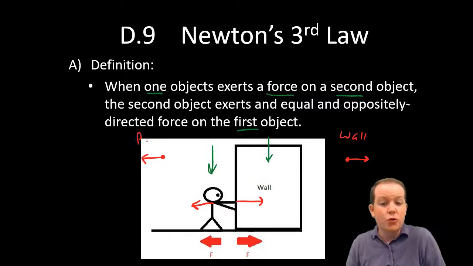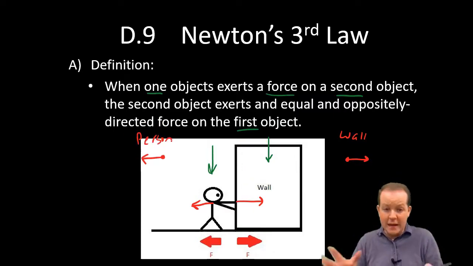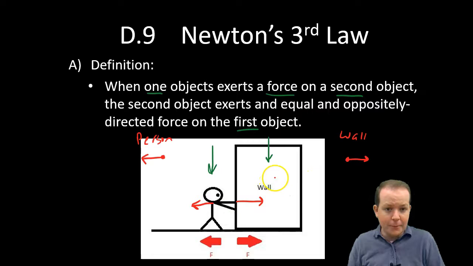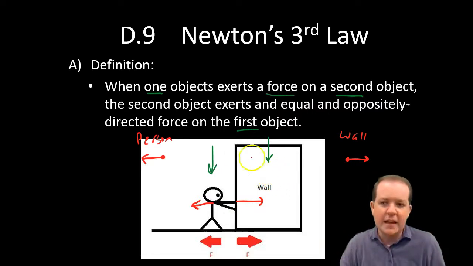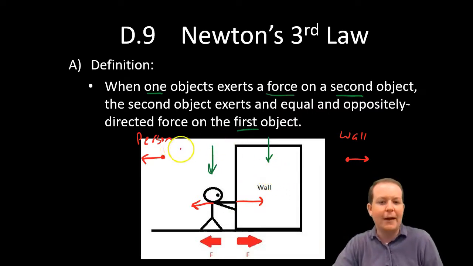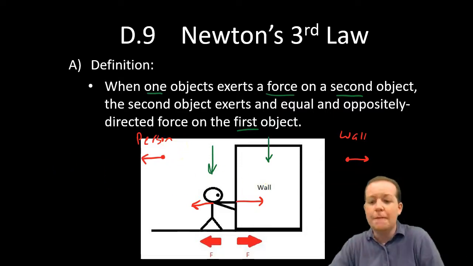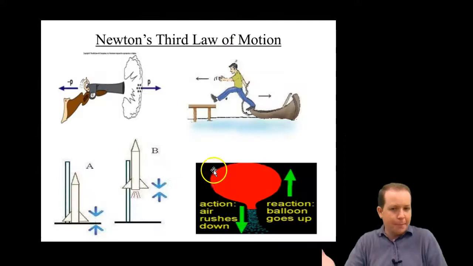This is what Newton's third law is saying. It's discussing two different objects, a wall and a person in this diagram. And it says when one is exerting a force on the second, that second object is pushing back, so to speak, exerting an equal and opposite force back on the first. Now we understand. It's between objects and it's dealing with forces. What are some examples?